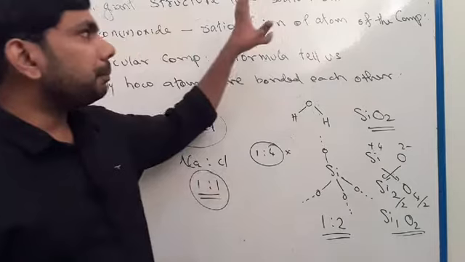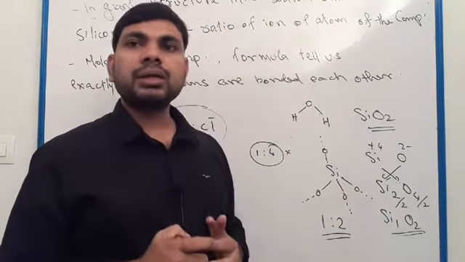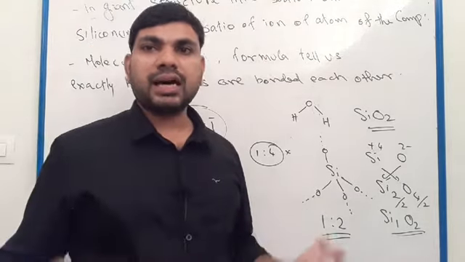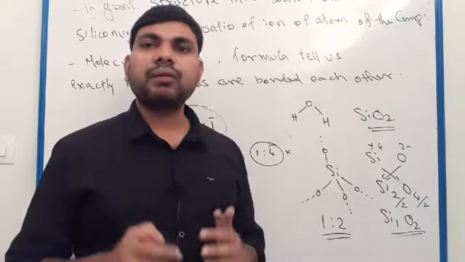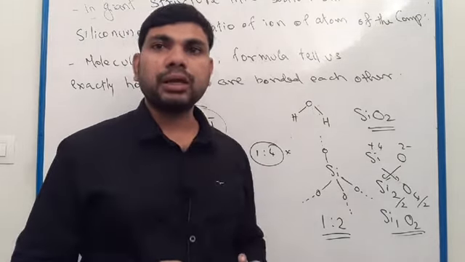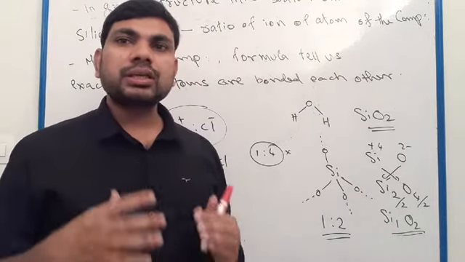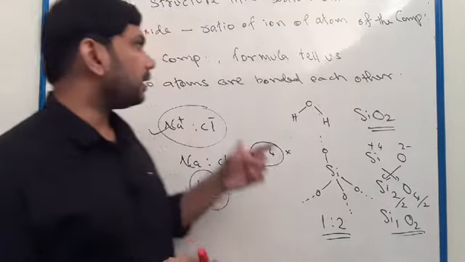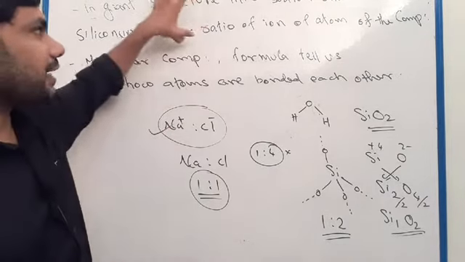So here simply we can say the giant structure of a compound gives information about the ratio of different atoms, or the ratio of different ions in a compound, and it does not give information about the exact number of atoms in a molecule. Clear? Next one, molecular compound. So these are giant structures.